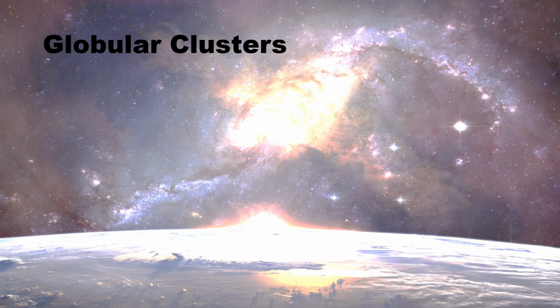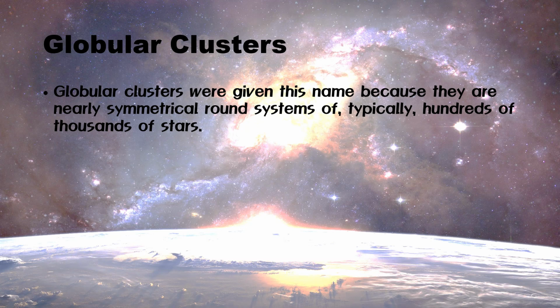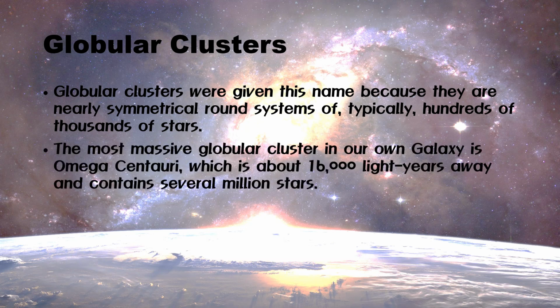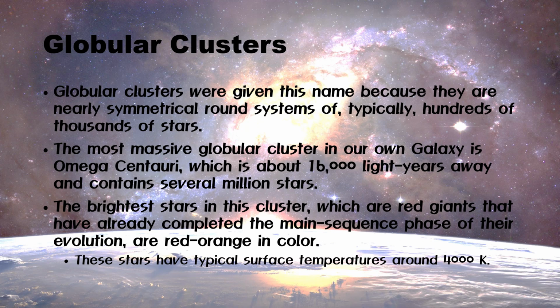So let's talk about the first type of cluster we can observe, which is a globular cluster. Globular clusters are given this name because they are nearly symmetrical round systems of typically hundreds of thousands of stars. The most massive globular cluster in our own galaxy is Omega Centauri, which is about 16,000 light years away and contains several million stars. The brightest stars in this cluster, which are red giants that have completed the main sequence phase of their evolution, are a red-orange in color. These stars typically have a surface temperature of around 4,000 Kelvin. So this tracks a lot with what we know from our HR diagram.